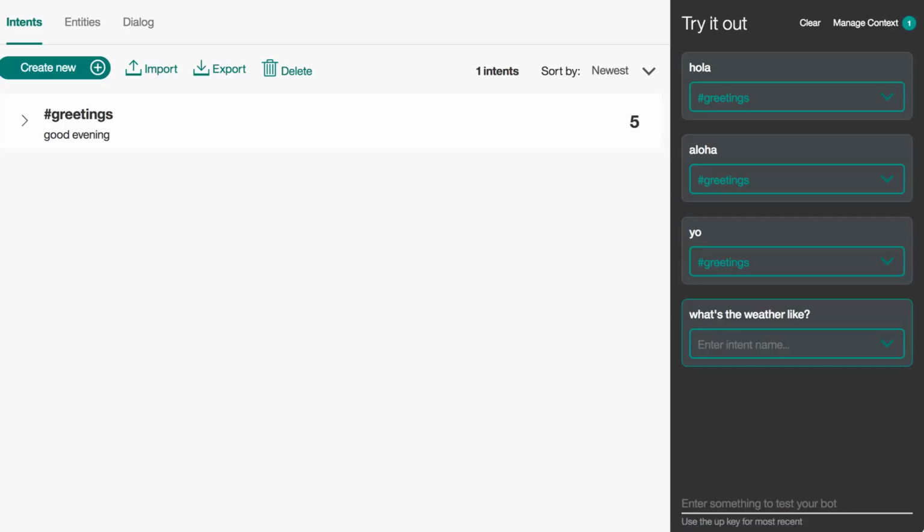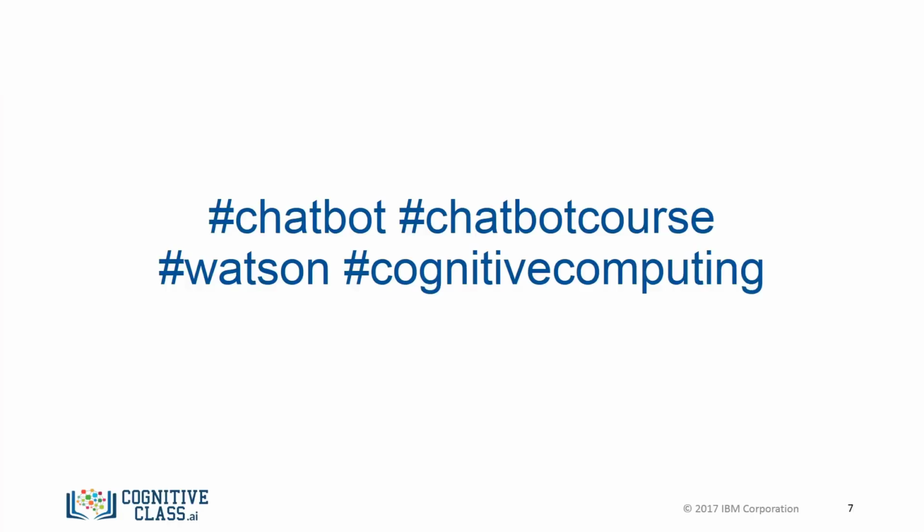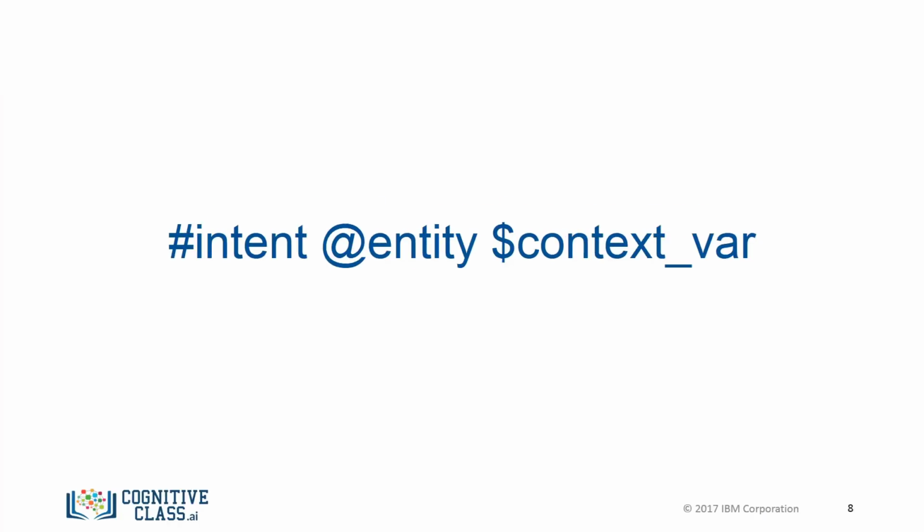You probably noticed by now, but it's worth mentioning that intents are automatically prefixed with the pound symbol. Intents are not hashtags. Part of the reason why intents use the pound symbol prefix is that it removes ambiguity when referring to them in responses, as well as distinguishing them from other components which might have the same name but are not intents. For example, entities and context variables, which we will cover later in the course.